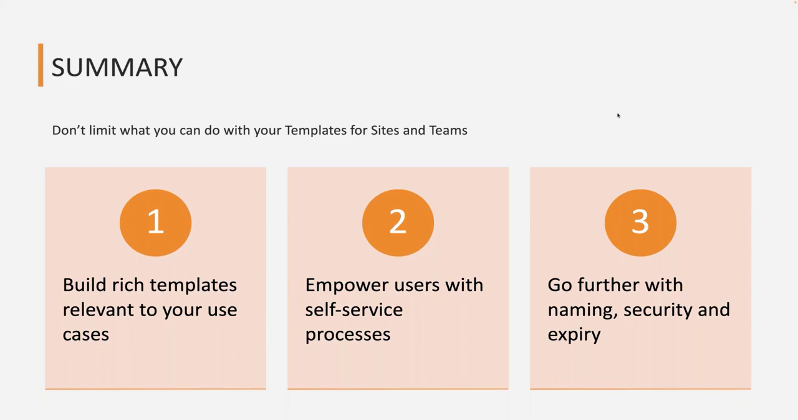And then we showed you at the end a few additional things you could do. So things like apply a naming convention, control security, so both the membership, but also things like external access, whether it was shared with external parties. And then finally, we talked a little bit about expiry and how we can also apply lifecycle policies.